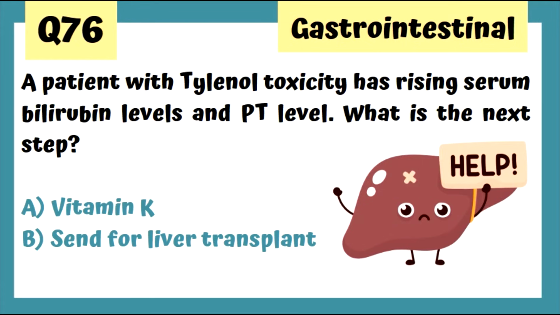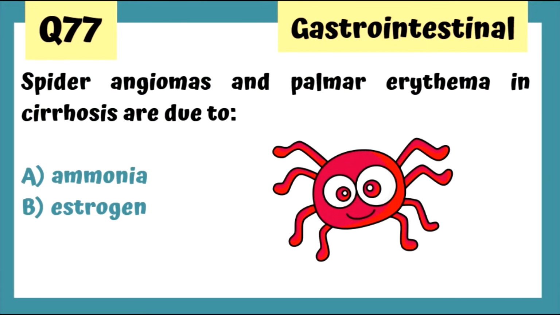All right, question 76. A patient with Tylenol toxicity has rising serum bilirubin levels and PT levels. So here we're dealing with acute liver failure. What's the next step? So here, since the liver is heading in a really bad direction, we have to send for liver transplant.